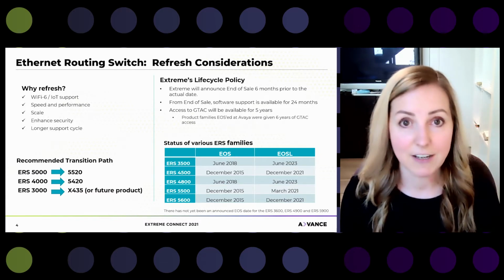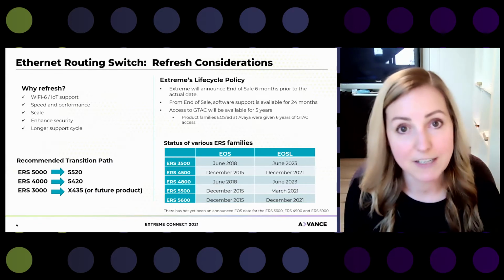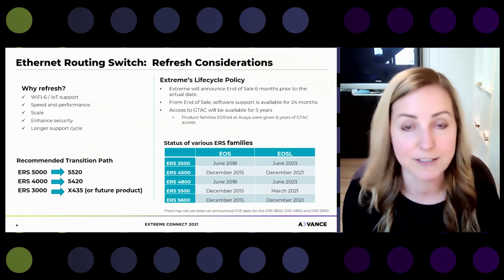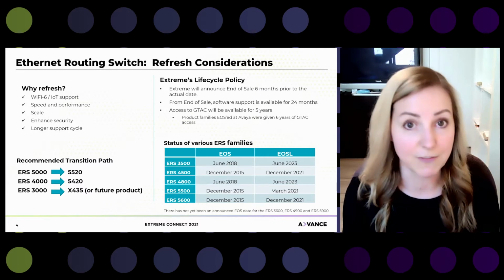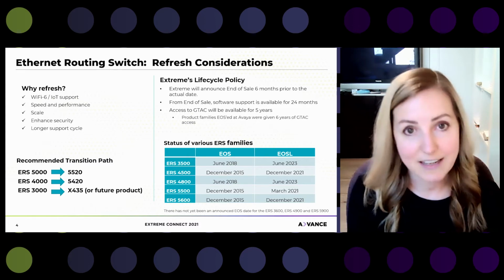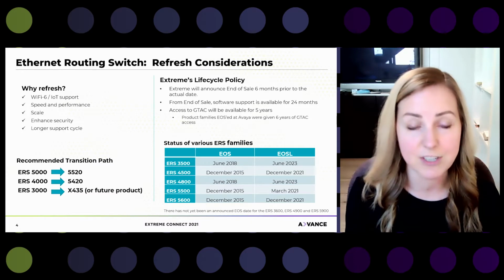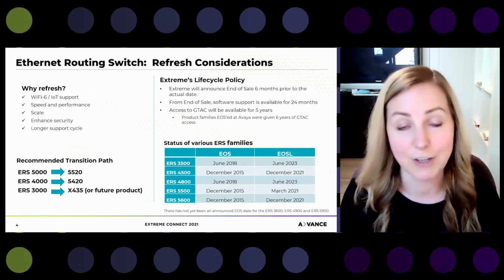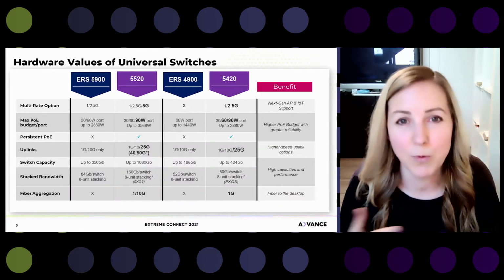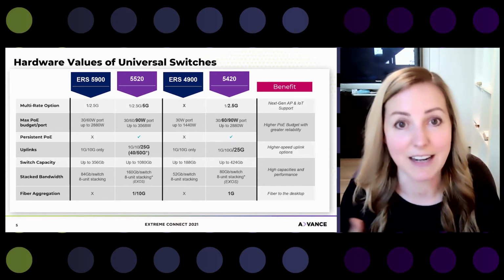If you're looking to take advantage of a more modern feature set and those higher speeds and higher performances, the recommended transition paths are here on this slide. So in areas of the network where you might have Ethernet routing switch 5000 series, you would transition to a 5520. 4000s would transition to a 5420. And for ERS 3000s, you can transition those to X435 series of switches, or you can wait for a future universal switch series. As you do migrate, you would get to take advantage of more modern hardware that's going to deliver higher speeds and higher performances.